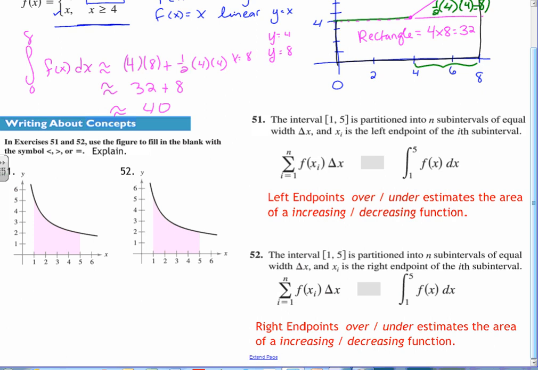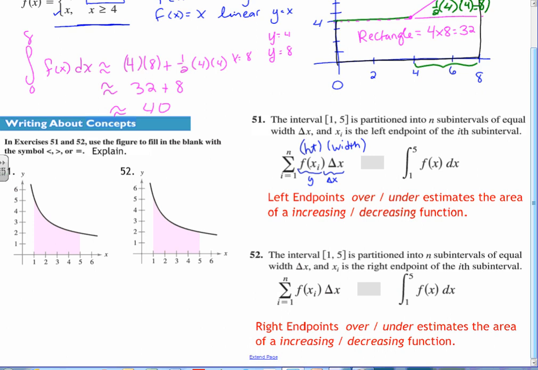And x sub i is the left endpoint of the ith interval. So if I look at this summation here, they're really talking about a y value, right? f of x sub i would give me some y value times some width, delta x. Essentially, I've got height times width. These are our Riemann sums, right? And that's going to give us area from 1 to n.